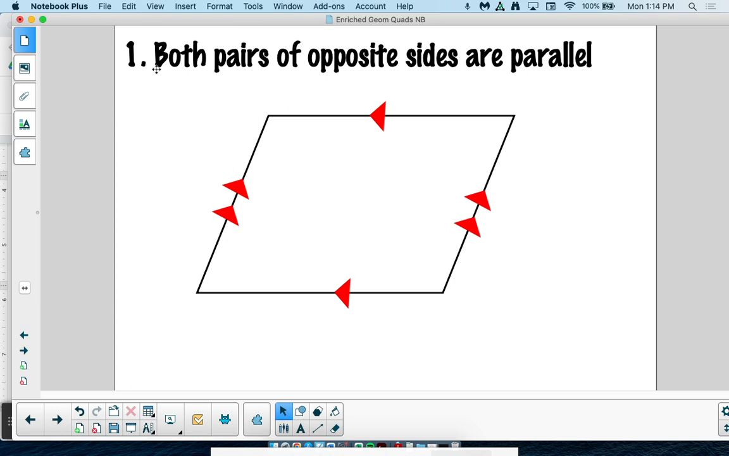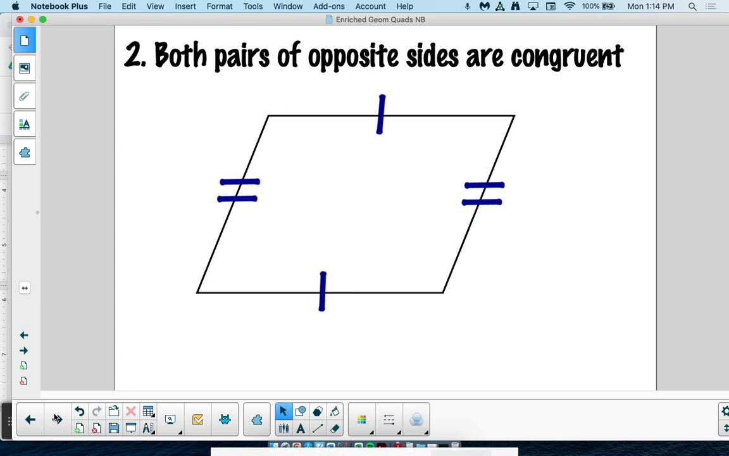All right, our second property is your opposite sides are also congruent. They're the same size. Both pairs of opposite sides are congruent. So they would either have a tick mark, like up on the board, or just numbers telling you that they are the same. So your sides are both parallel and they are the same length.